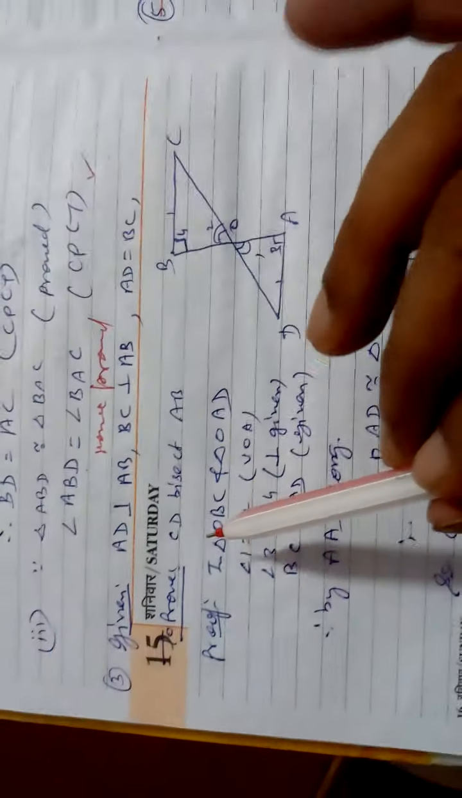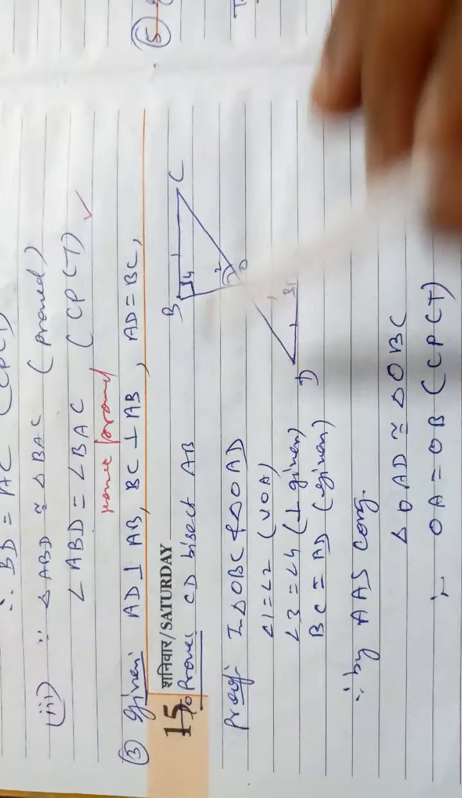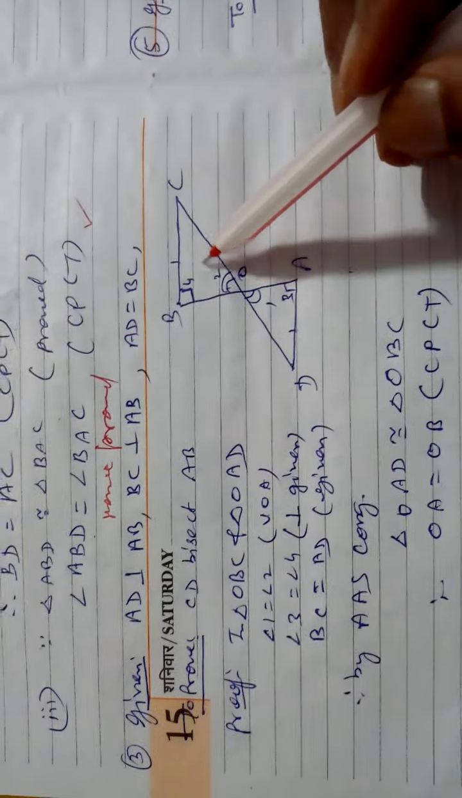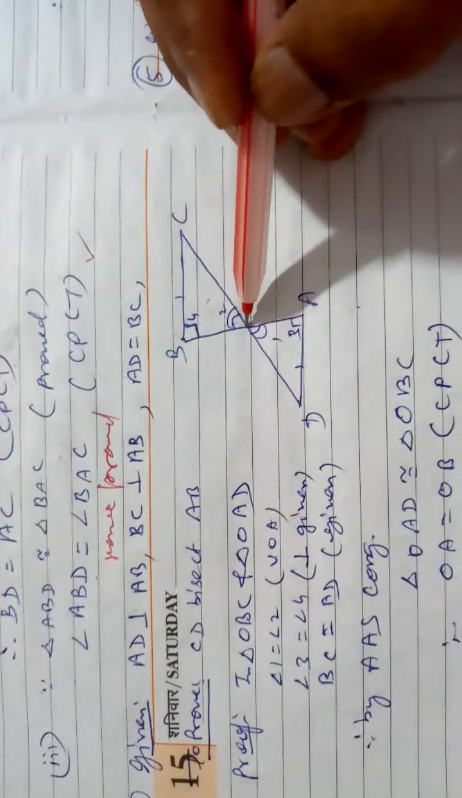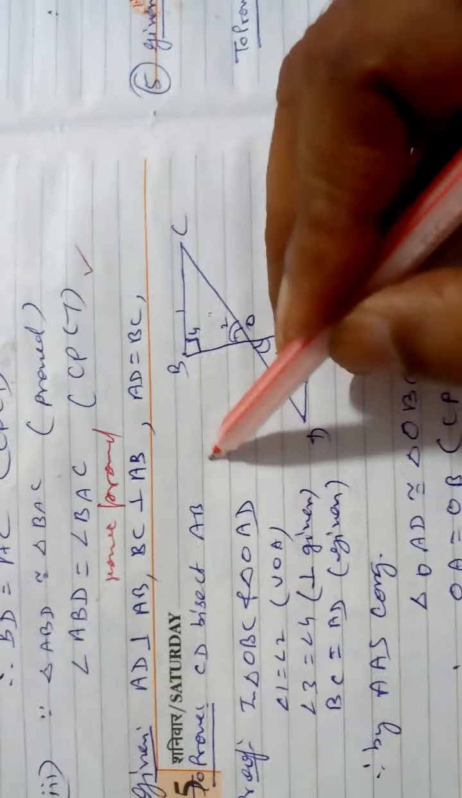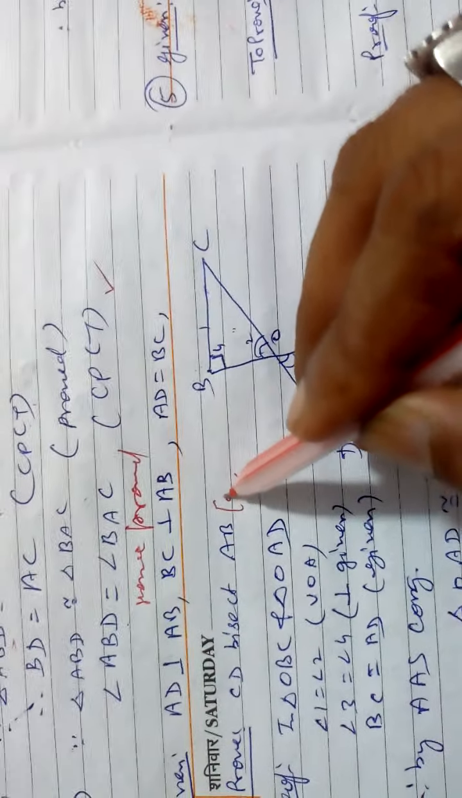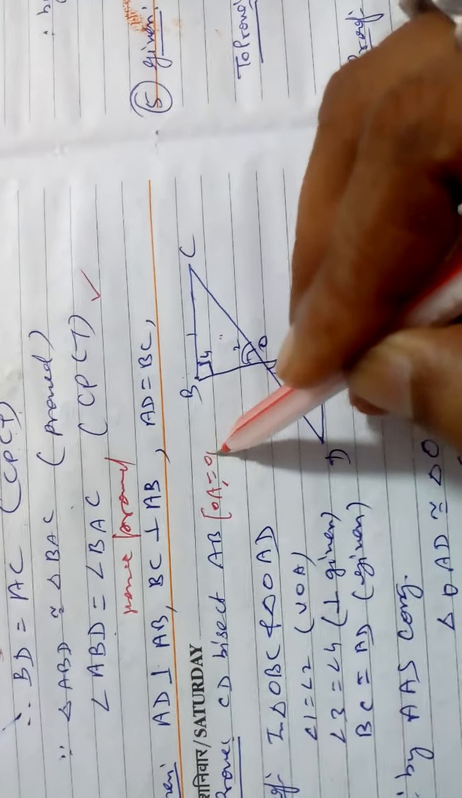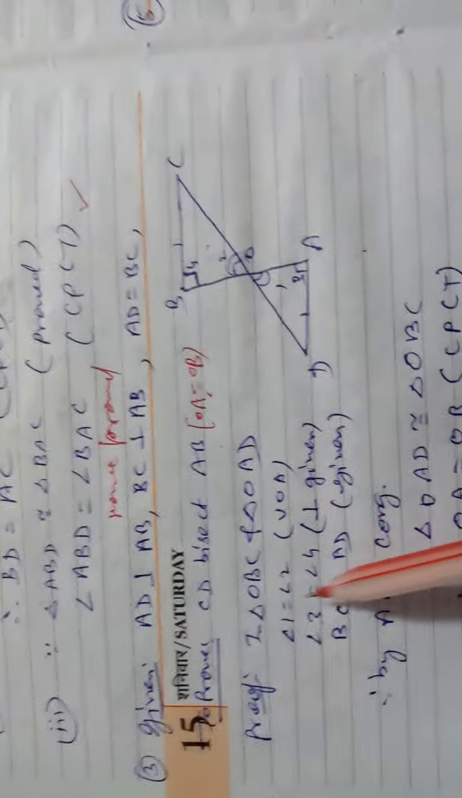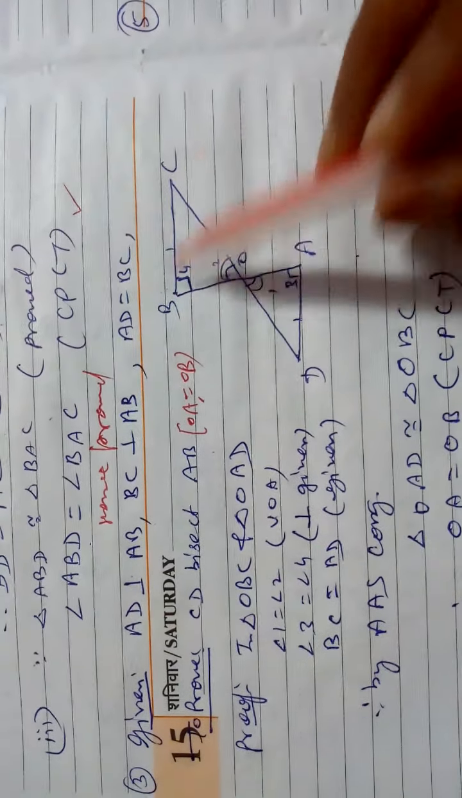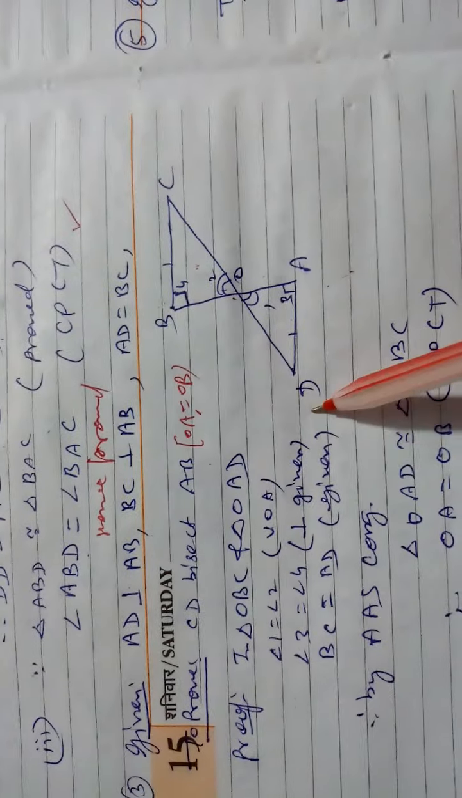So first of all, draw the figure. You take both the triangles. CD bisects AB. What do you want? OB equal to OA, you want to prove. OA is equal to OB. This is the meaning of CD bisects AB. So both the triangles OBC and OAD.